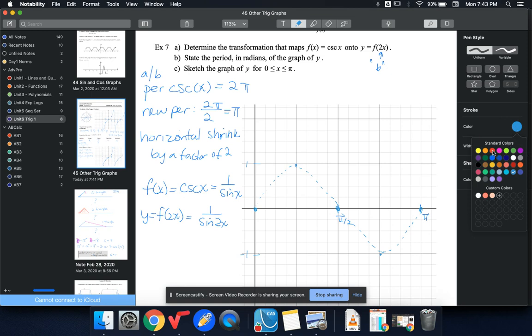So I'm going to come in, put in my asymptotes anywhere there's a 0. So asymptote here, asymptote here, asymptote at pi. 1 divided by 1 is 1. As I get closer to 0, I get closer to infinity. Closer to 0 means closer to infinity when I divide by that value. And similarly, I have this one down here.